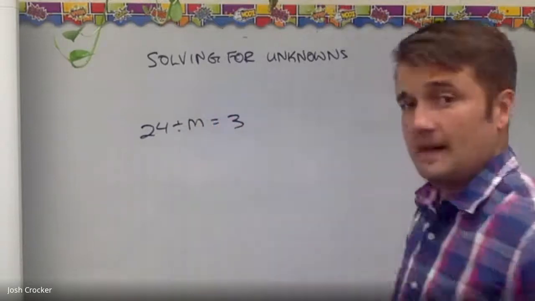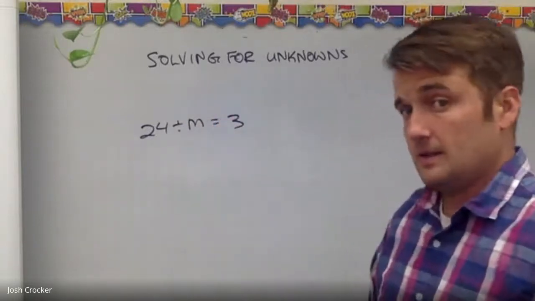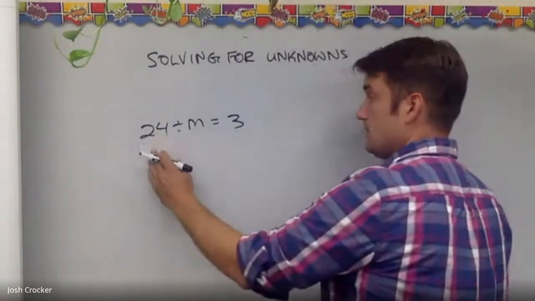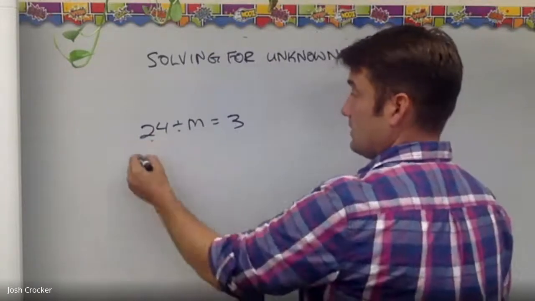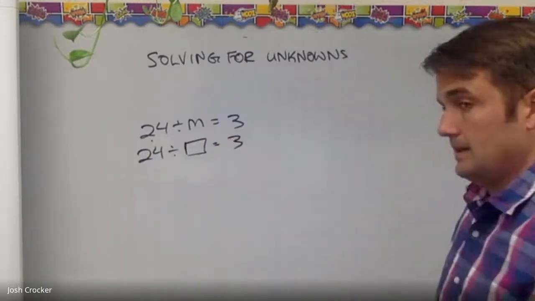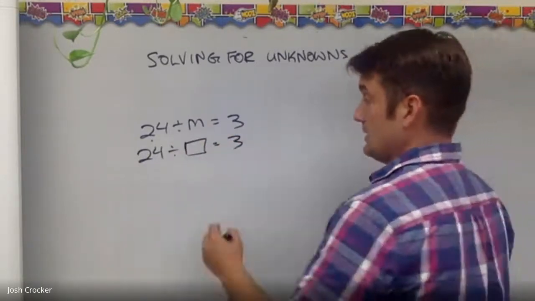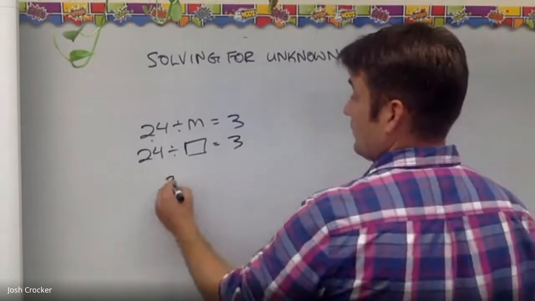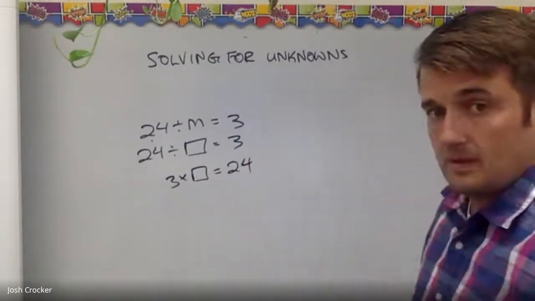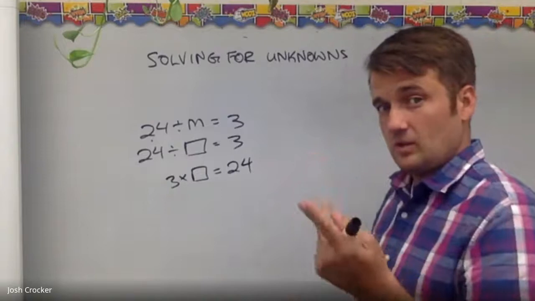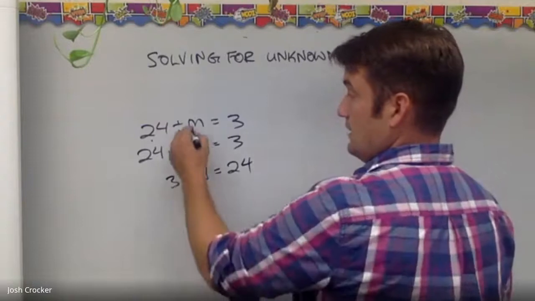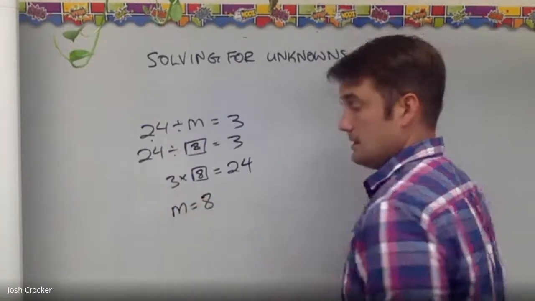Okay, 24 divided by m equals 3. So a lot like subtraction, division always starts with the biggest number. Okay, so this means that 24 divided by something equals 3. I could also look at this as 3 times something equals 24. Okay, and that might help you. So with a division fact, you can always make it a multiplication fact. And here it's 8. Okay, so m equals 8.